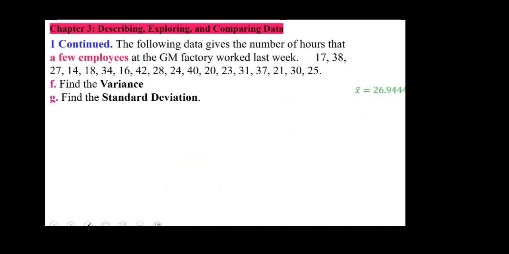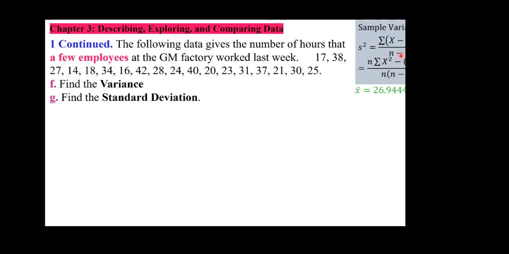The following data gives the number of the hours that a few employees at the GM factory worked. And I want to emphasize that because I want to calculate the variance and standard deviation, and we already know what's X bar. So we are using the sample variance, and this is the reason I have this highlighted in red to make sure we use the formula, because when it comes to a sample, we divide by n minus 1 instead of n. And that's basically what happens mostly in the real world. And you can use any of those formulas, makes no difference.